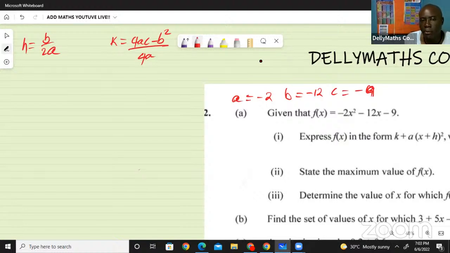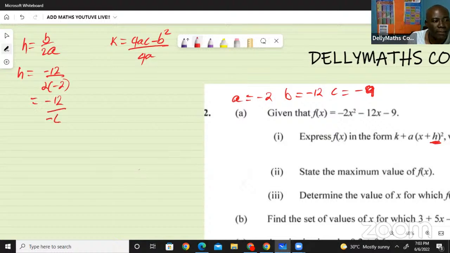So again, making sure we have minus 2 for A, minus 12 for B, and minus 9 for C. Now let's substitute to get H. H is B over 2A. B is negative 12 over 2 times A, and A is negative 2. So we have negative 12 over negative 4, which gives me that H is a positive 3.